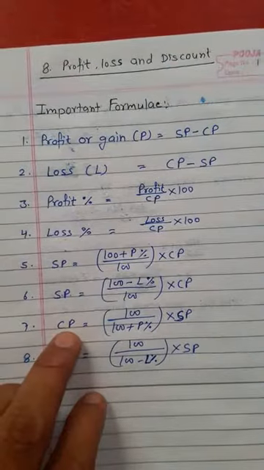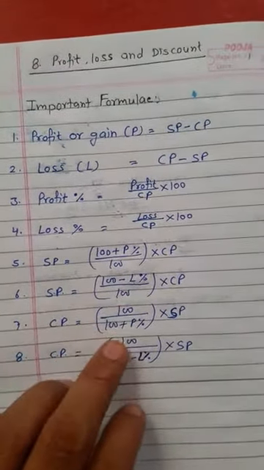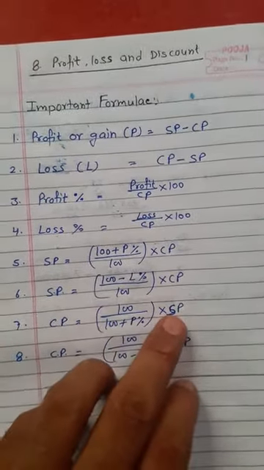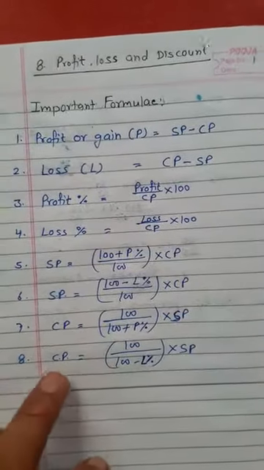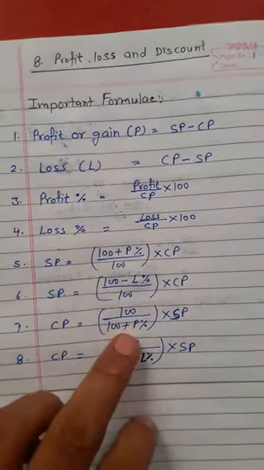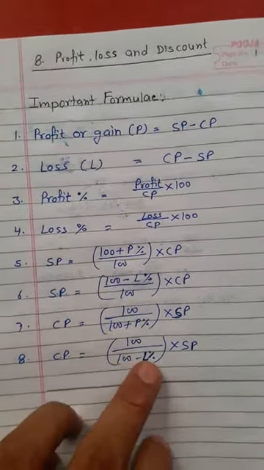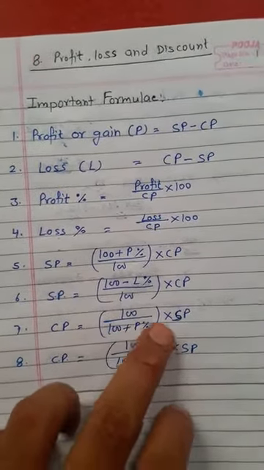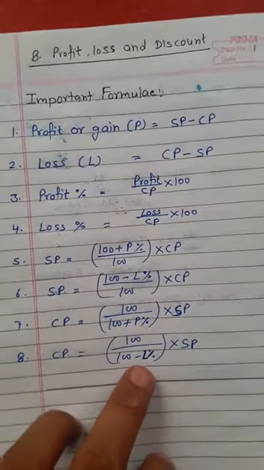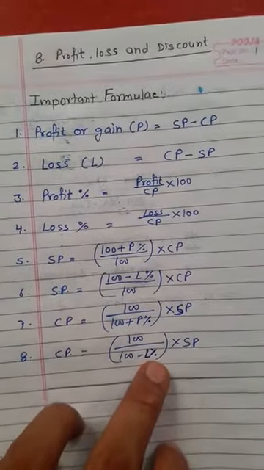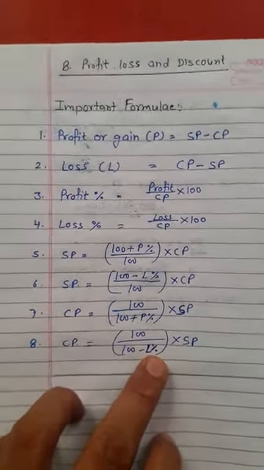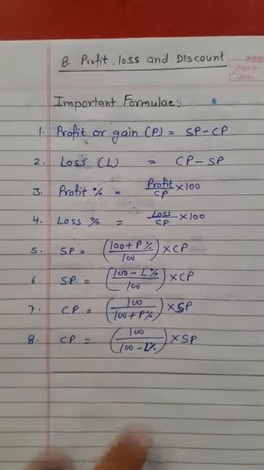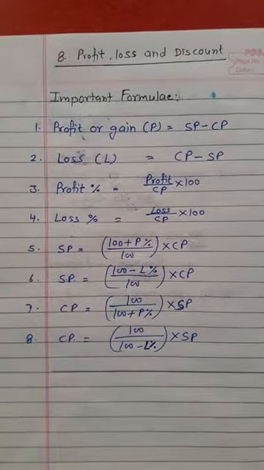CP is equal to, next formula, CP is equal to 100 upon 100 plus profit percent into SP. CP is equal to 100 upon 100 minus loss percent into SP. This formula we will use when profit is given to us, and this formula we will use when loss percentage is given to us. These formulas you have to copy in your classwork notebook.